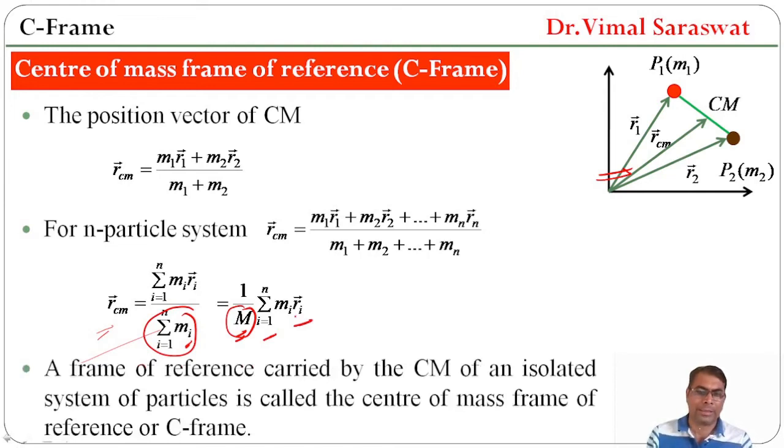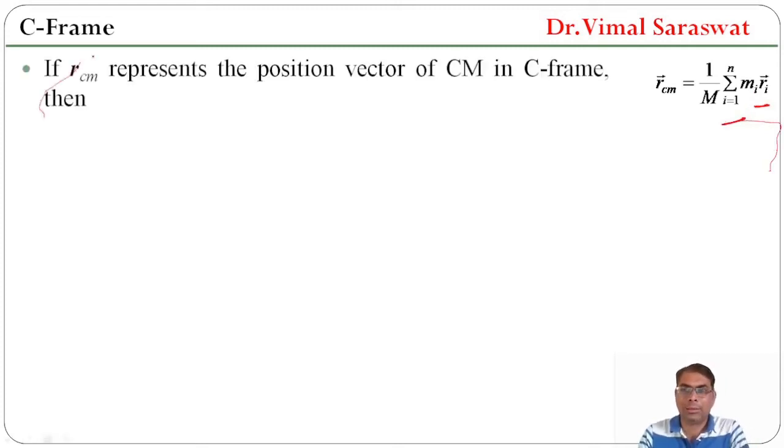A frame of reference carried by the center of mass of an isolated system of particles is called the center of mass frame of reference or C frame. Now R_CM equal to 1 upon M sigma i equal to 1 to n of mi ri. If R_CM represents the position vector of center of mass in C frame, then R_CM equal to 0.